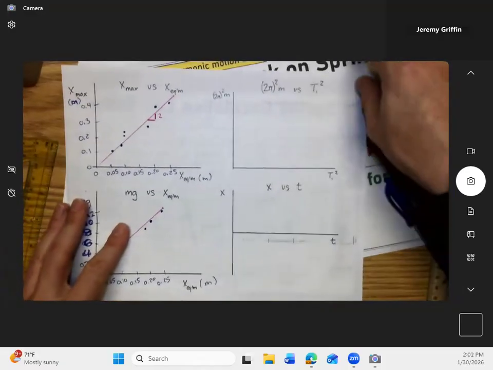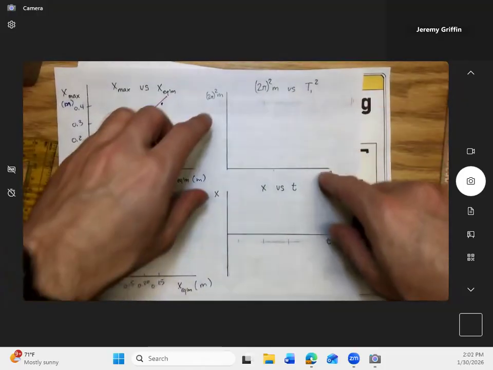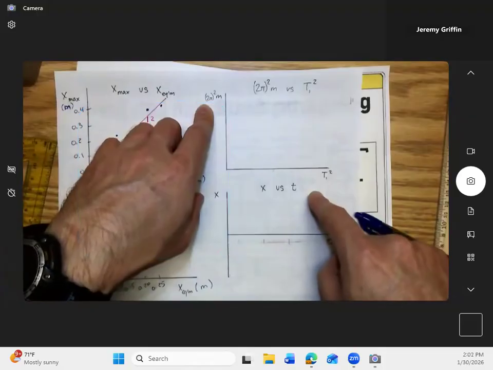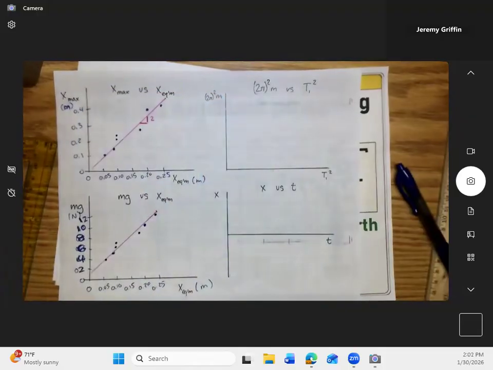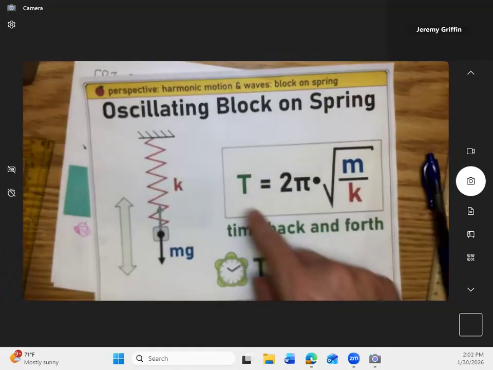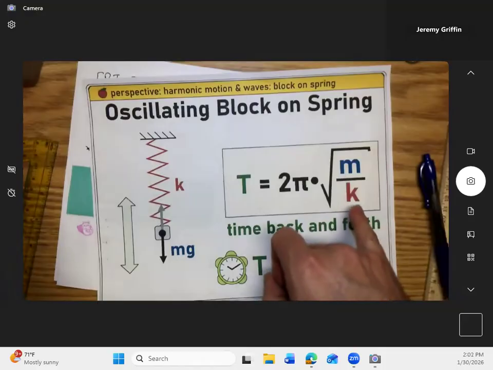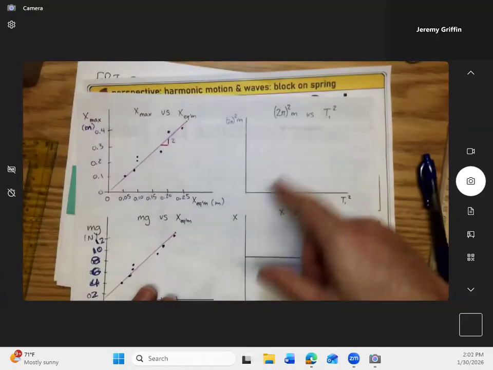All right, now this next one's kind of funny. We've got these weird manipulated axes, 2 pi quantity squared times the mass versus the time period squared. Where I got that from is I just took this expression and rearranged it into a linear form, so that this k shows up as the slope. So I bet we're going to get a straight line here, but let's find out.